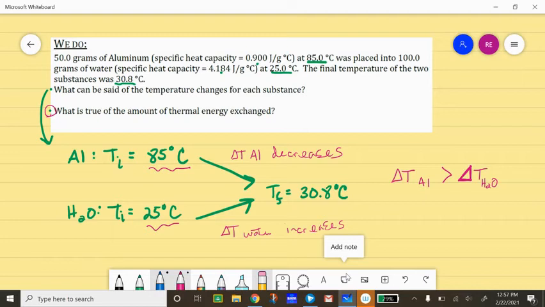Now, the second part of this question says, what is true of the amount of thermal energy exchanged? Well, remember, the first law of thermodynamics says that the energy lost, in this case by the aluminum, has to be equal to the energy gained by the water. So I guess we can say, let's see, energy lost by the aluminum is equal to the energy gained by the water. They have equal magnitude, but opposite sign.